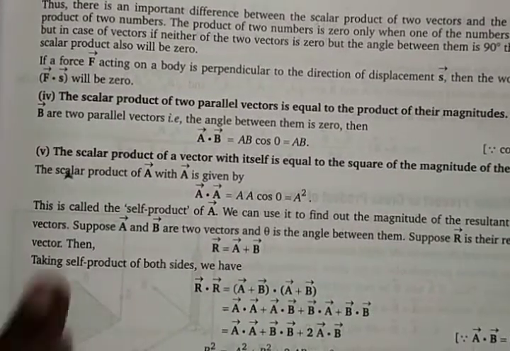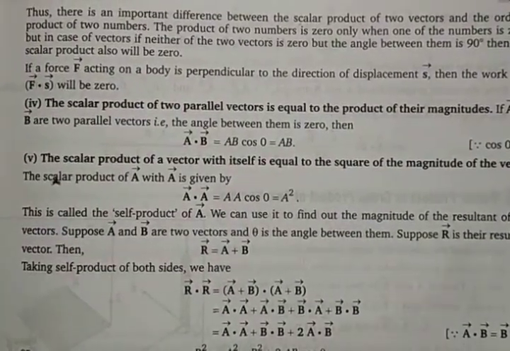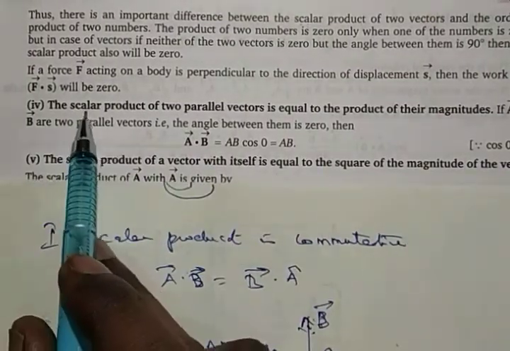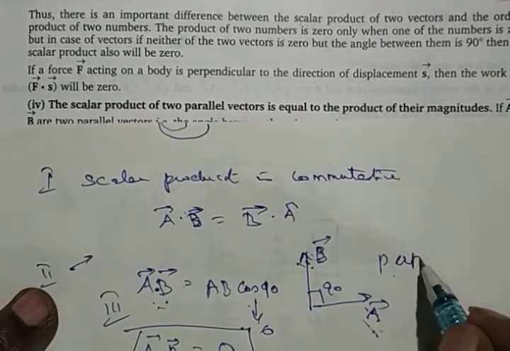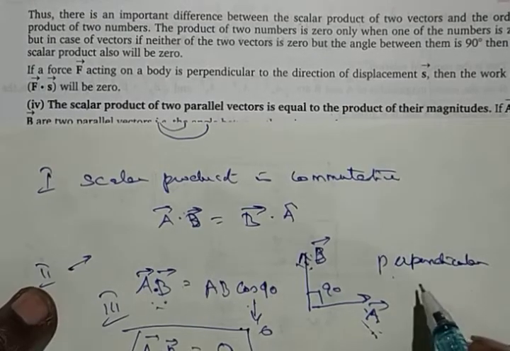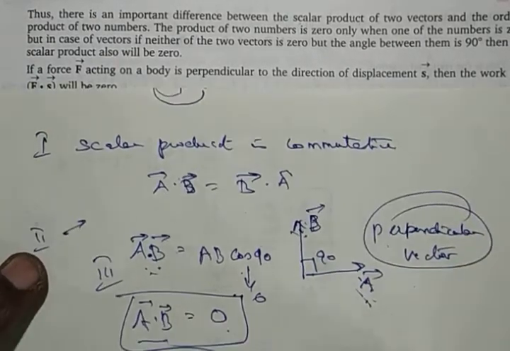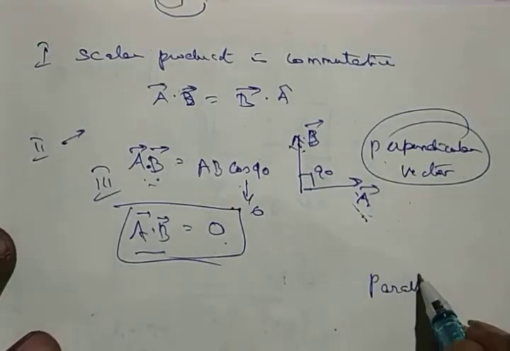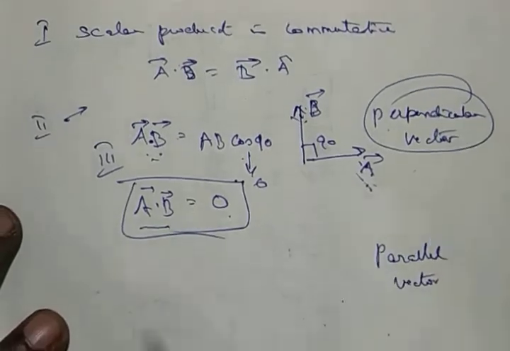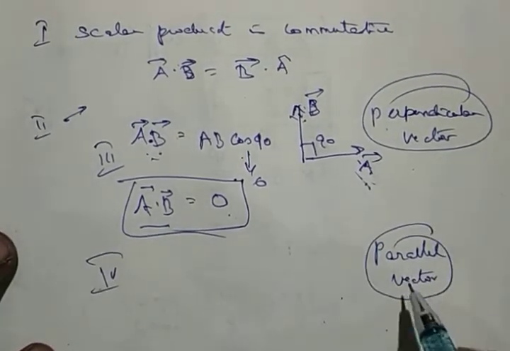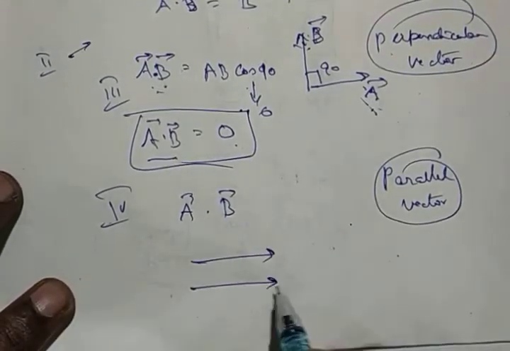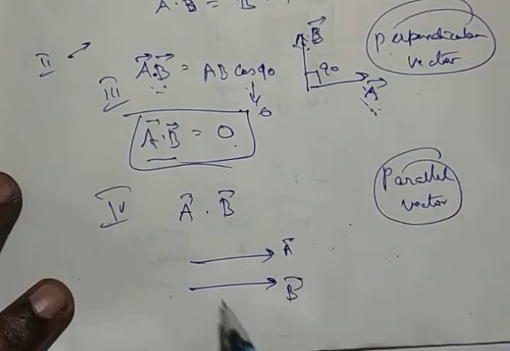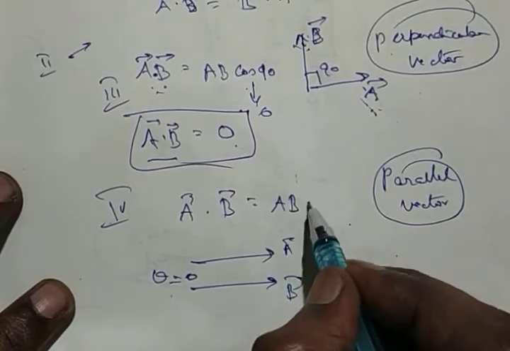The scalar product of two parallel vectors is equal to the product of their magnitudes. Here we saw the scalar product of perpendicular vectors. Now, the next one is parallel vectors. That is what the fourth rule says. If you multiply A vector and B vector, both of them parallel to each other, this is A vector, this is B vector. When they are parallel, what is the angle? It is going to be 0. Angle is 0, so it is going to be equal to AB cos 0.